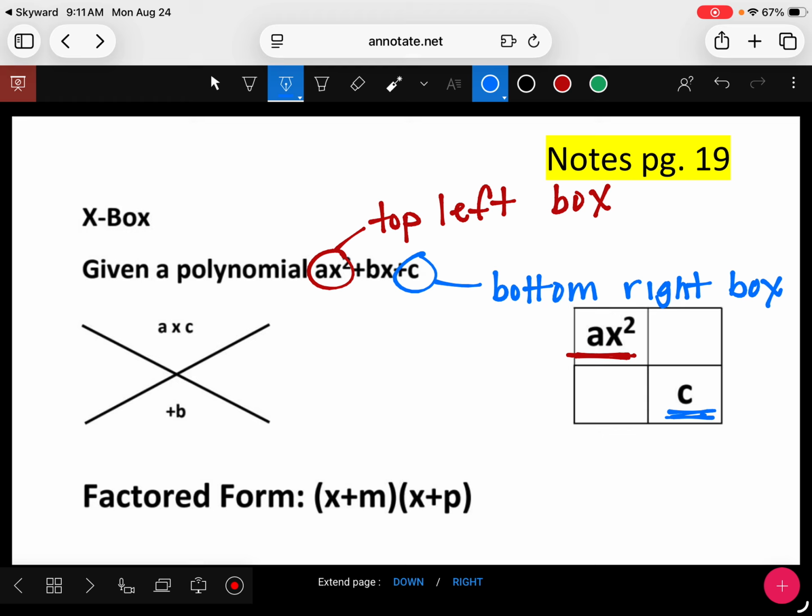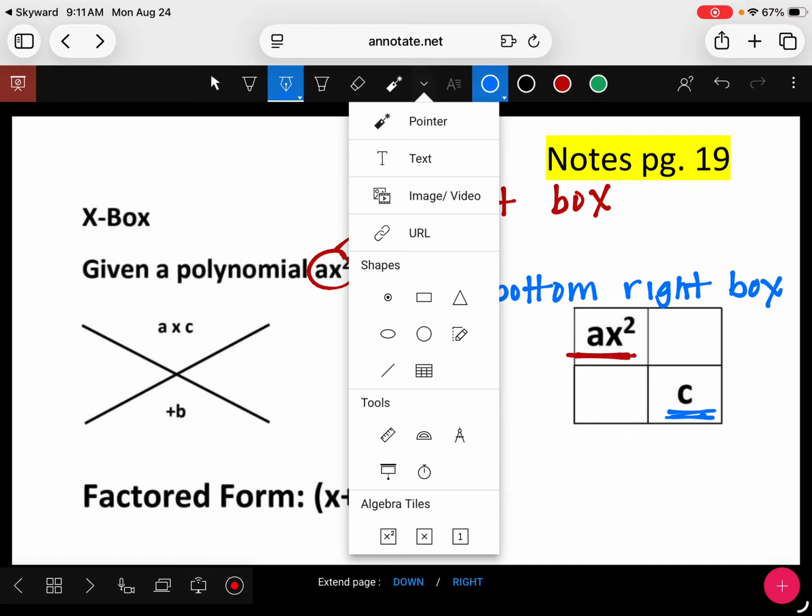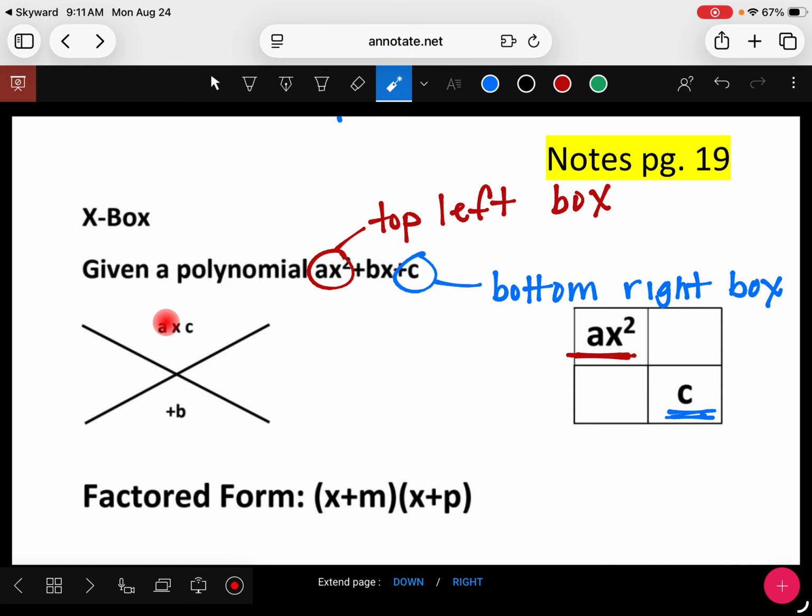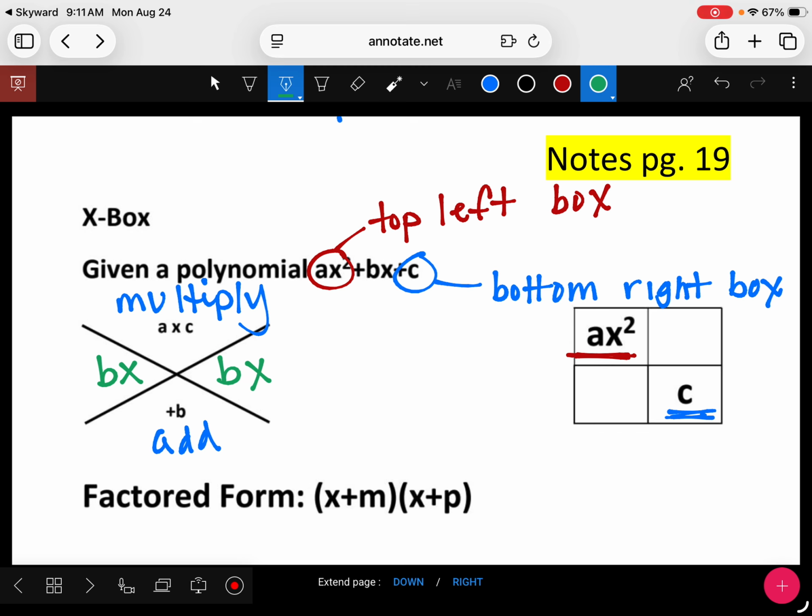So we're still going to start off the same way. We're going to make our X, put A times C at the top, B at the bottom, and we're going to look for two numbers that multiply to give us this number that's on the top and add to the number on the bottom. When we get those two numbers, they're actually going to be our B terms, split in half. So we're going to get two numbers. Well, I'm just going to put a B.